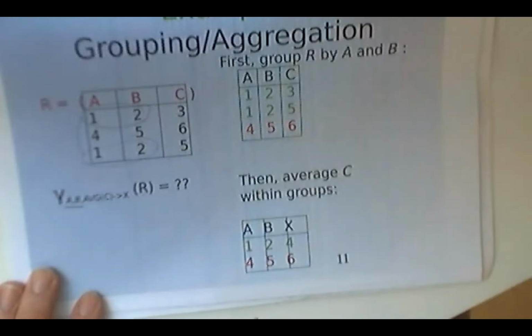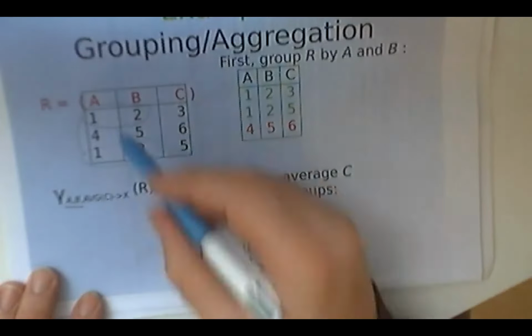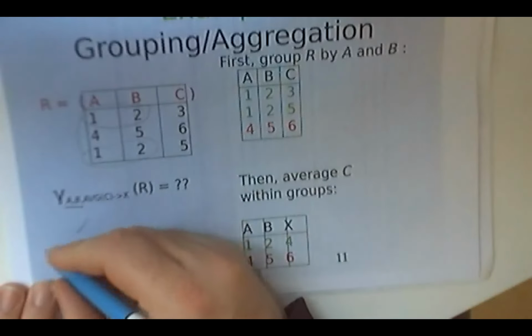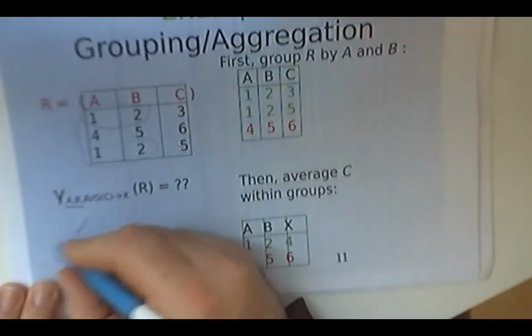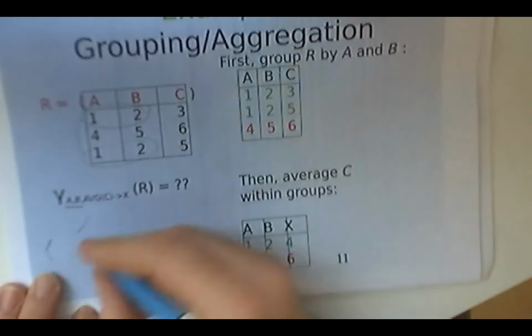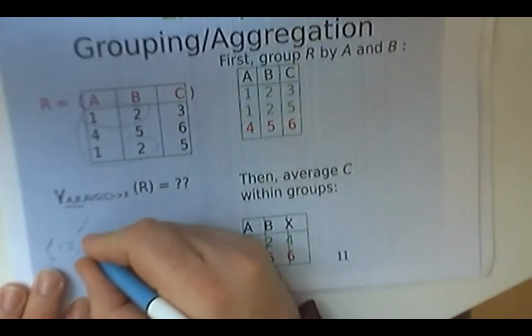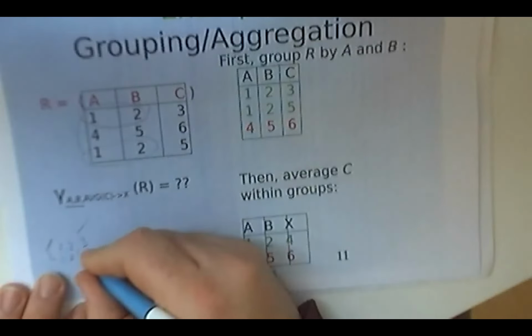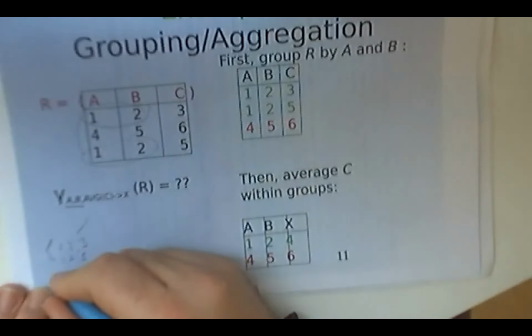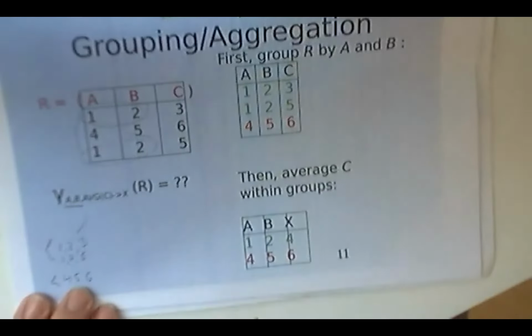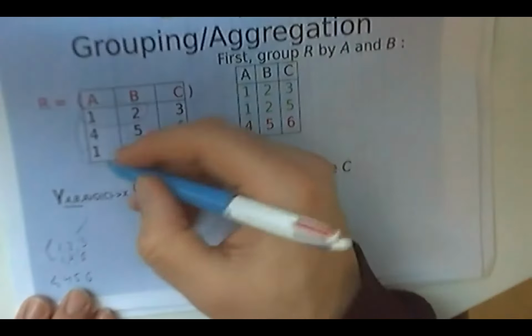One of the groups is going to be 1, 2, 3 and 1, 2, 5, and another one of the groups is going to be 4, 5, 6. If I had another tuple here, let's say I had another tuple.